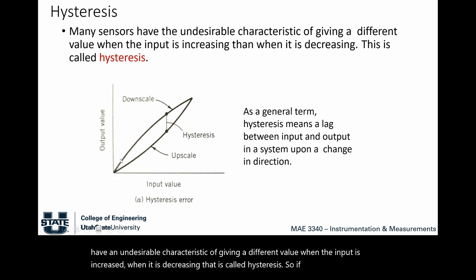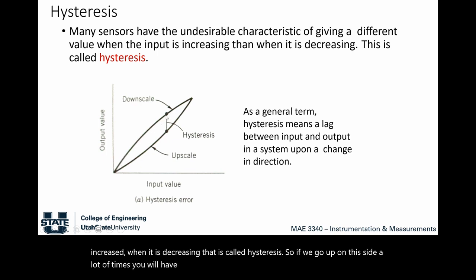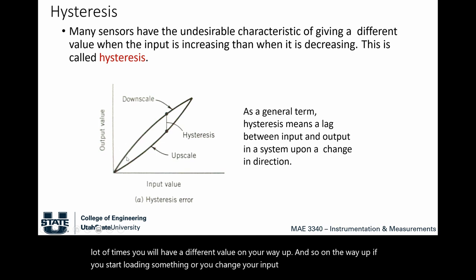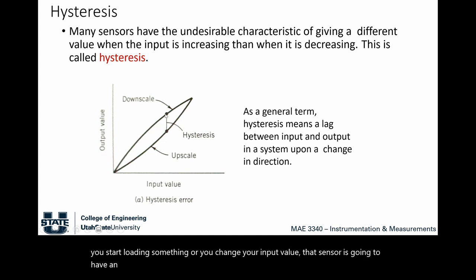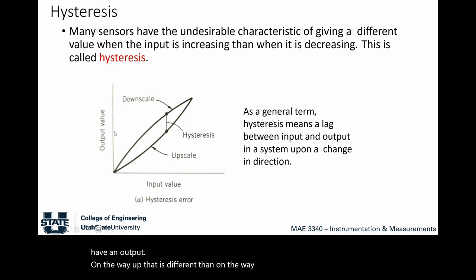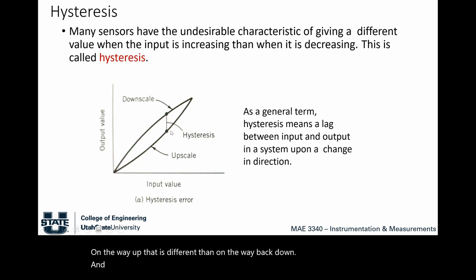So if we go up on this side, a lot of times you will have a different value on your way up. So on the way up, if you start loading something or you change your input value, that sensor is going to have an output on the way up that is different than on the way back down. And so that difference there is hysteresis. That's going to be a problem for us.